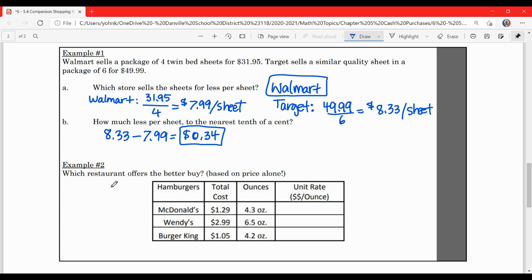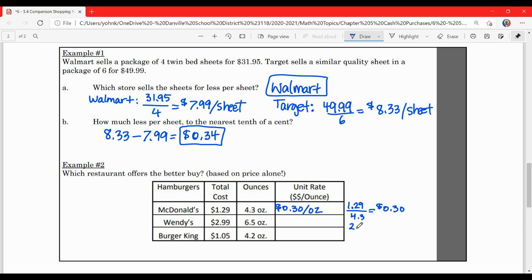All right, example number 2, which restaurant offers the better buy based on price alone? So we have 3 restaurants here that each sell a hamburger. We have the total cost and we have how many ounces are in that hamburger. So if we were just based on price alone, not taste or preference, we would find the unit prices. So for McDonald's, we can do $1.29 divided by 4.3 ounces, and that's going to give us 30 cents. So we can write 30 cents per ounce.